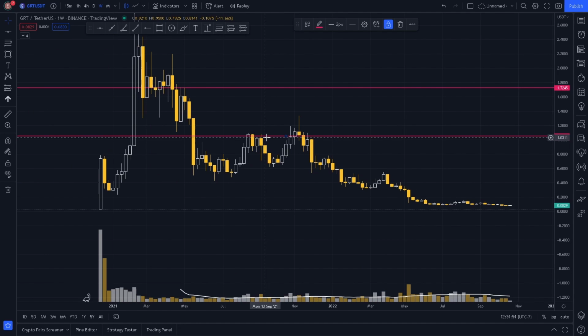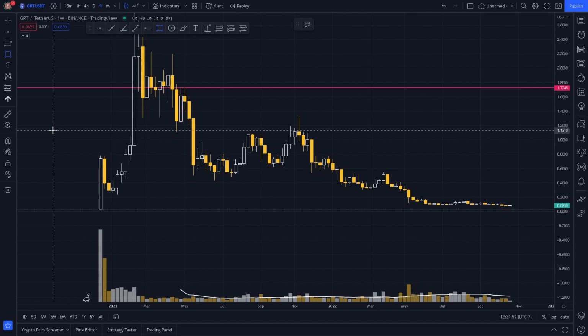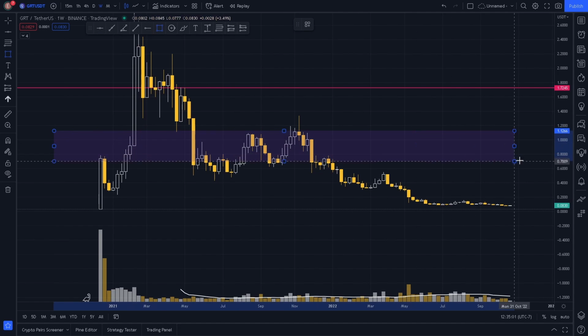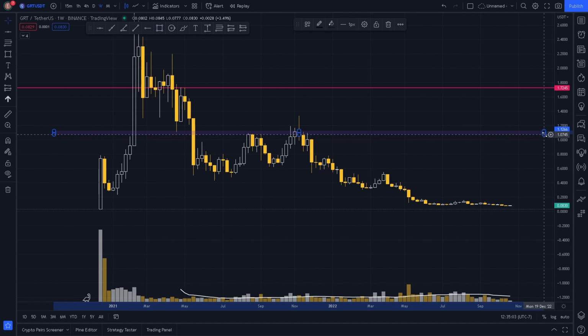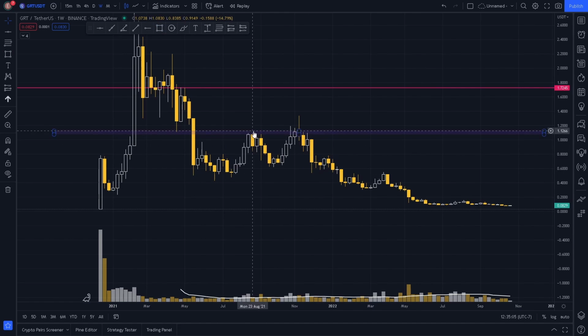Now, for this swing high here, we're actually going to plot in a zone, as we see reactions coming up as resistance here, support here, and resistance here. So, we have multiple reactions acted as support and resistance, and this level is obvious to spot.